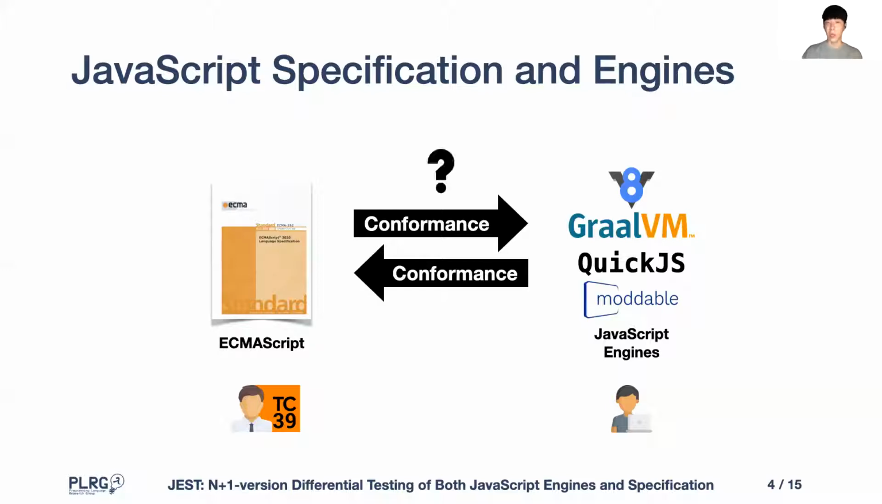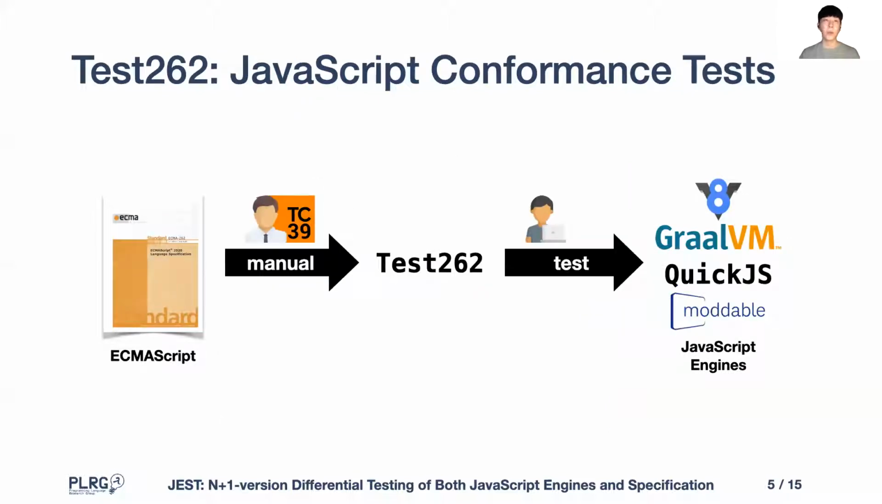Then how can we check the conformance between the JavaScript specification and existing engines? The current approach is to manually define the JavaScript conformance test based on ECMAScript. Test262 is the official conformance test suite written by TC39, and JavaScript engine developers check their engines using Test262 and their own tests. However, there are two critical problems in the current approach.